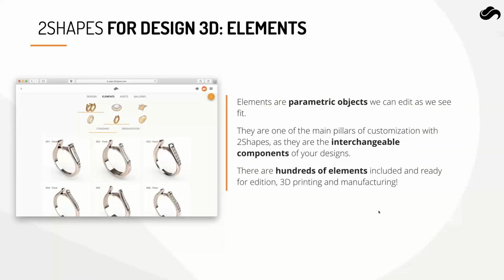What else? 2Shapes for Rhino has elements. The idea is you can add objects, and we provide hundreds. I don't know the exact number, I think it's 2,000, but a lot. In the same way, you can edit them, clone them, modify them, do what you want. And all of them are ready for print.